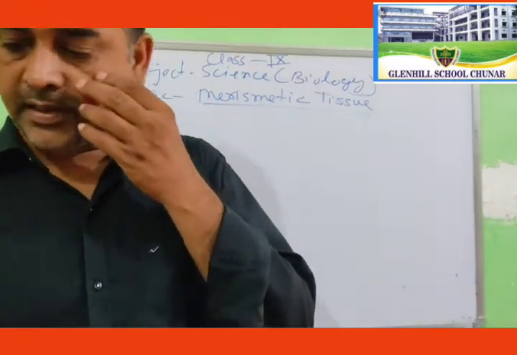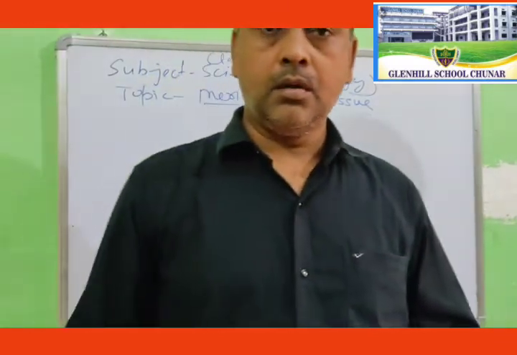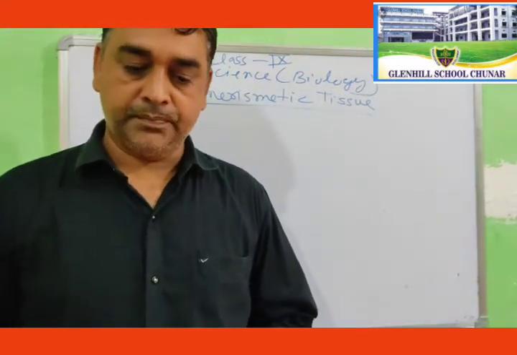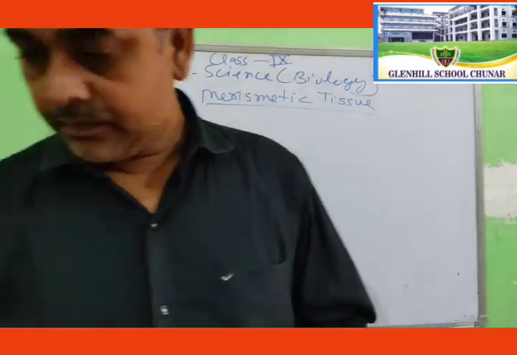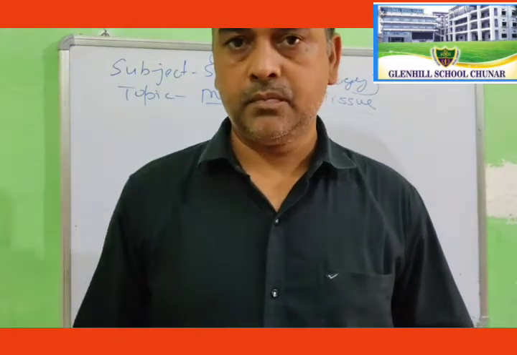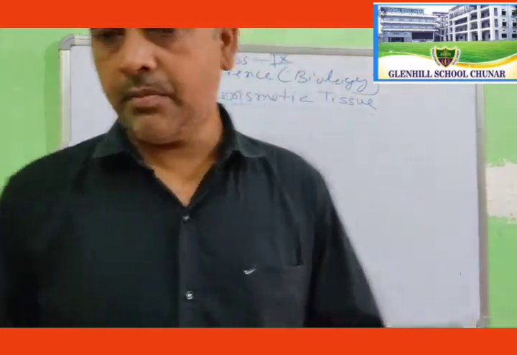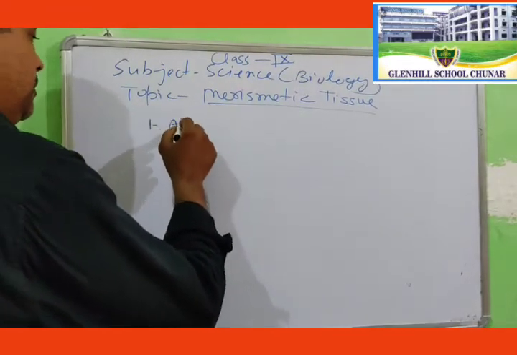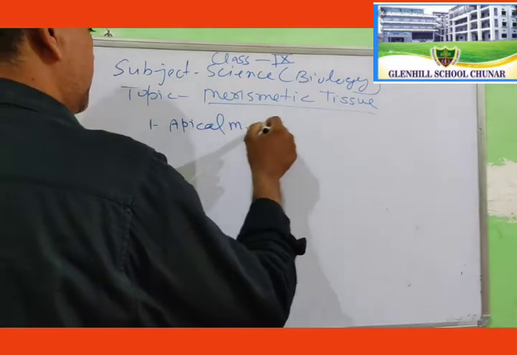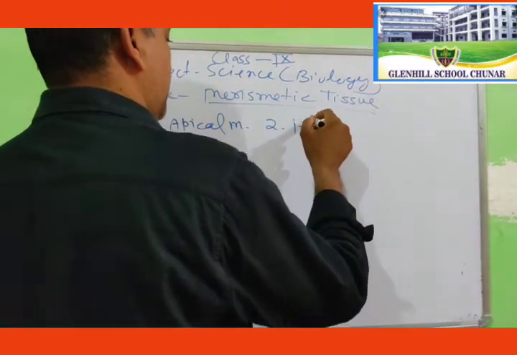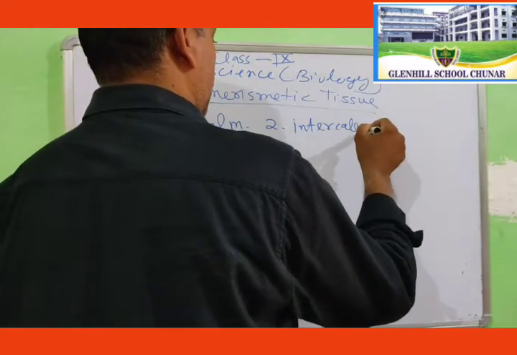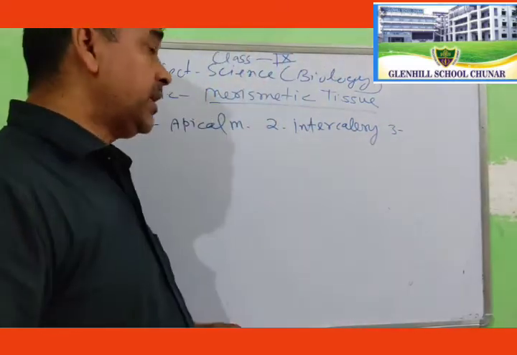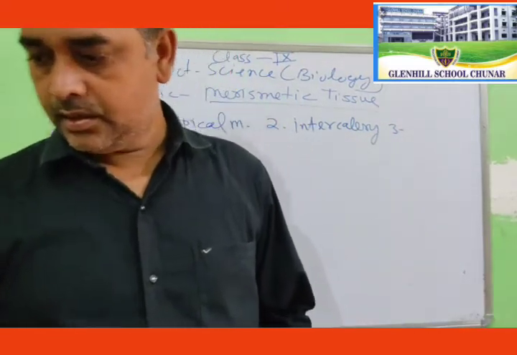And student, first of all, these are found only in the plant body. These are mainly of three types. First, apical meristem. Second, intercalary. And third is the lateral.